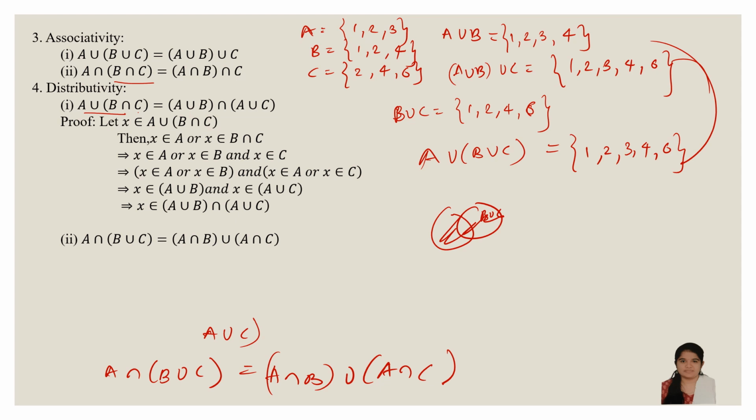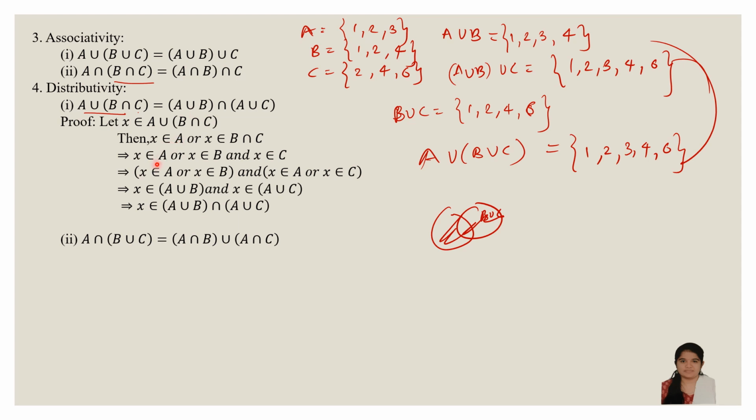Suppose now we consider some element X which is a part of say A union B intersection C. So here A union B intersection C ka part X is an element of this term. So obviously X is going to belong to A, or X is going to belong to B intersection C. Why I have written or? Because it is the definition of A union B. A union B ka definition kya hota hai? X belongs to A or X belongs to B. So obviously X belongs to A or X belongs to B intersection C.